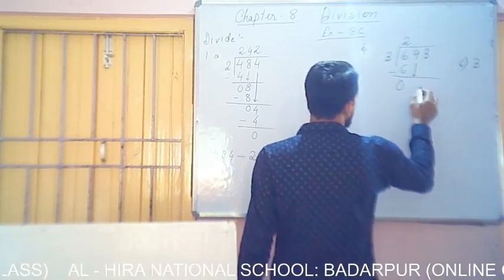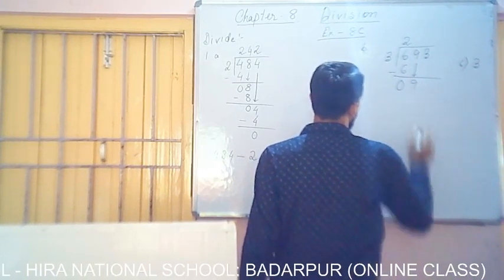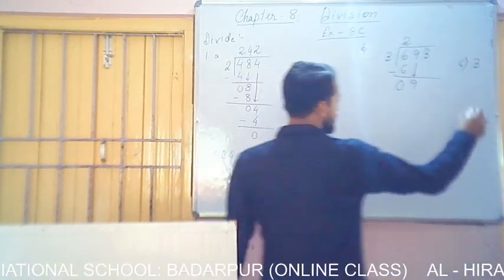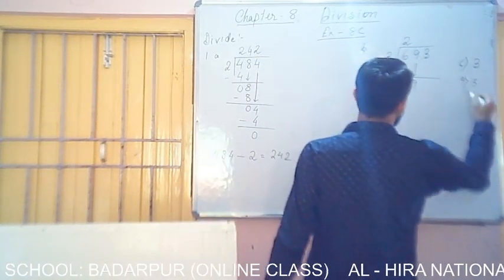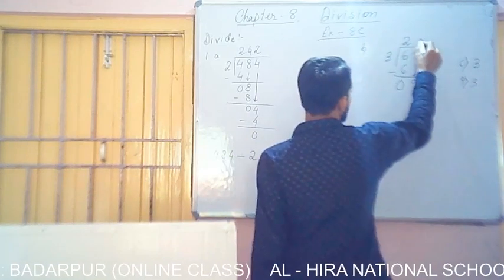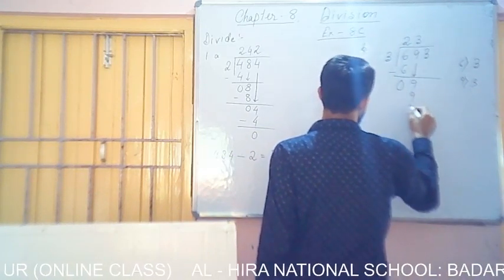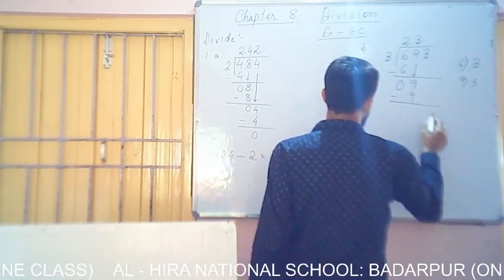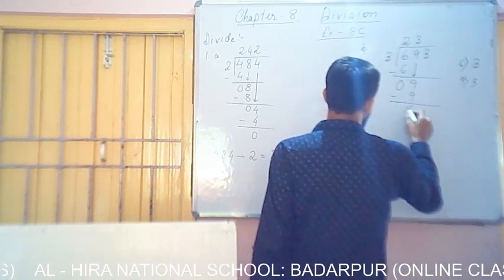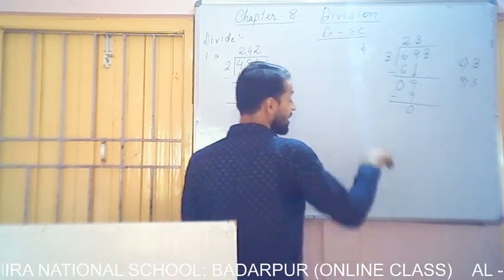Bring down 9 tens. Okay, here 9. So here we can see 9 is again greater than 3. So 3 threes are 9. Again we have to subtract. 9 minus 9 equals 0. So here we are done with the second step.